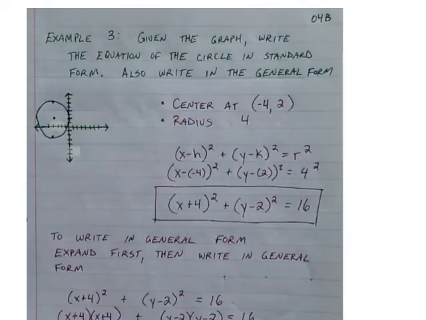In example 3, we're going in the opposite direction. Given the graph, write the equation of the circle in standard form. Also write it in general form. So let's start by writing this in standard form, which I've shown here.